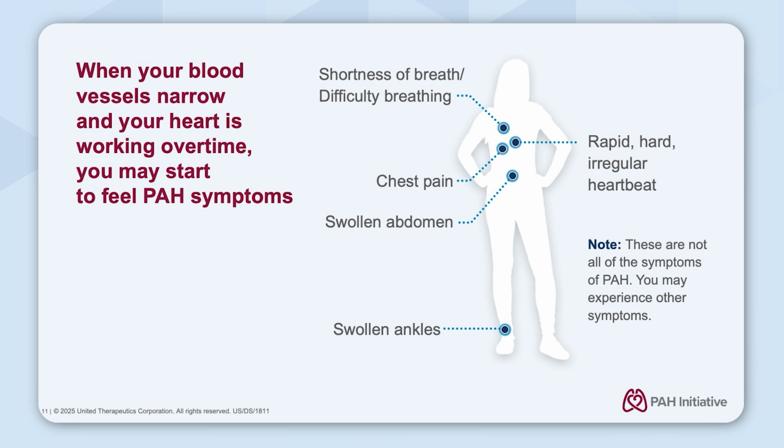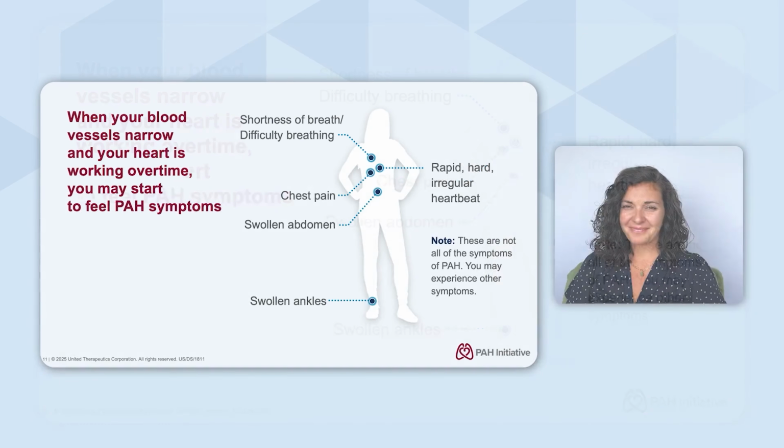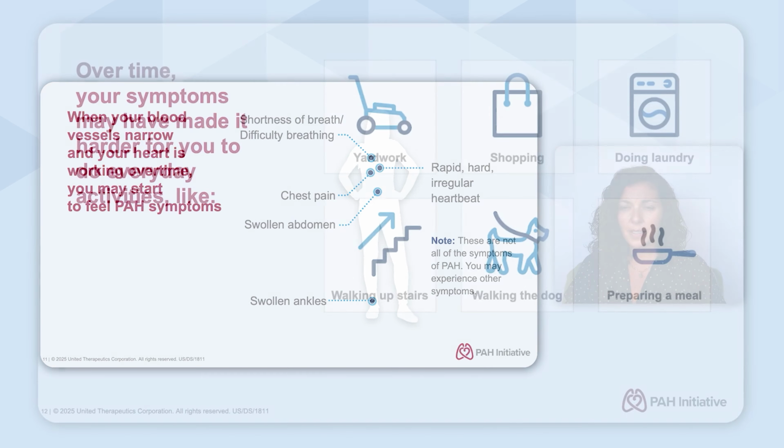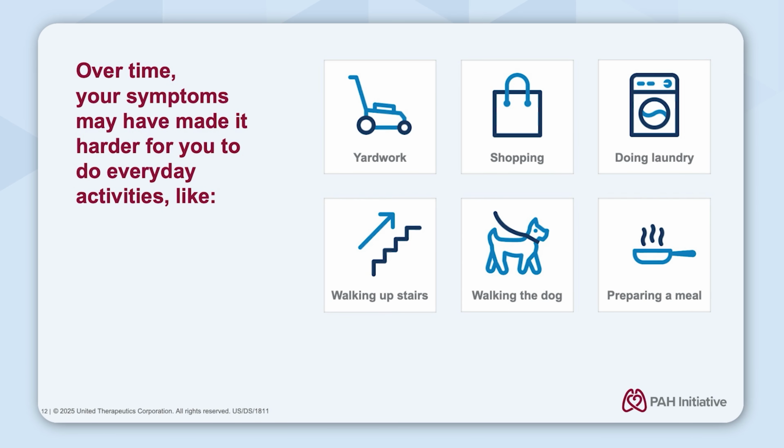Maybe when you exert yourself, you start noticing that you have chest pain, or even more commonly, chest pressure. Depending on your physiology, you also might start to develop swelling or distension in your abdomen. You also might notice swelling in your feet, your ankles, or even your hands. While these are not all the symptoms of PAH, these are the most common ones. Over time, these symptoms will make things harder to do.